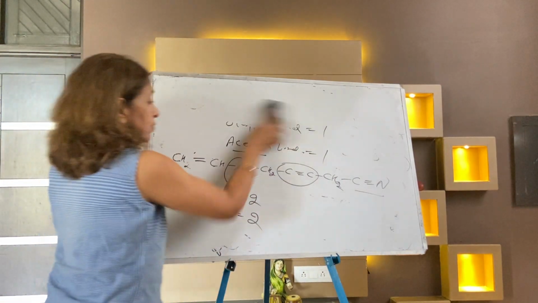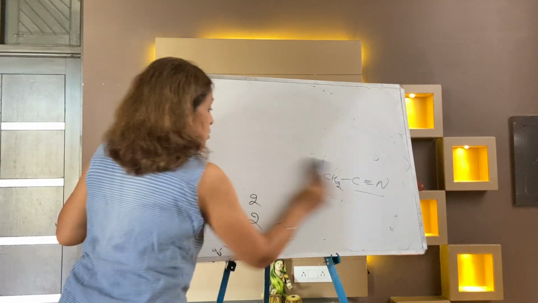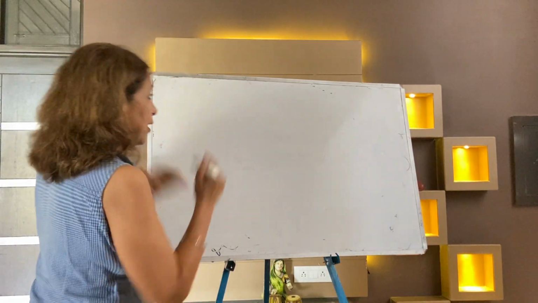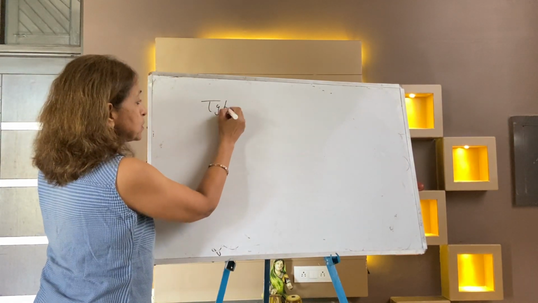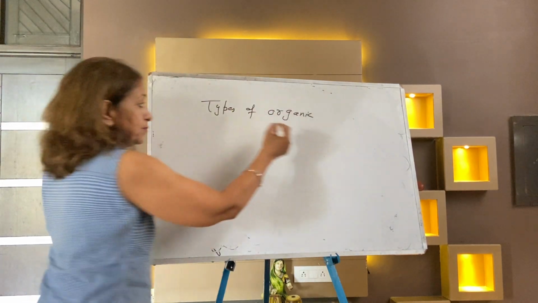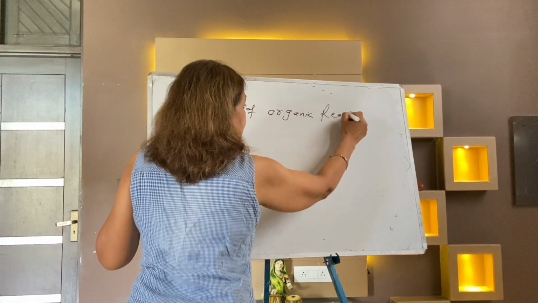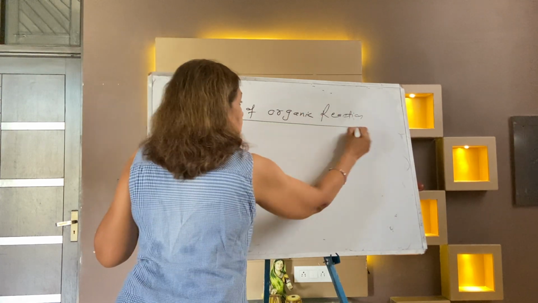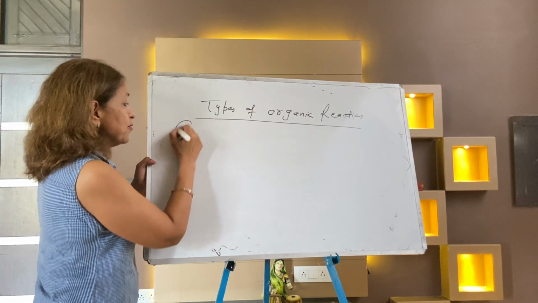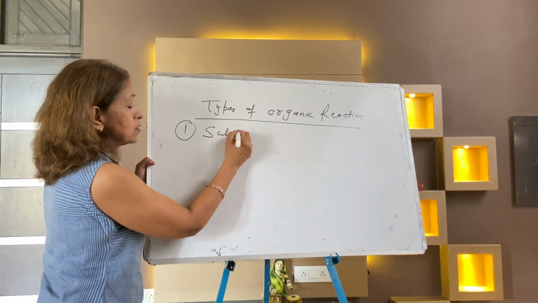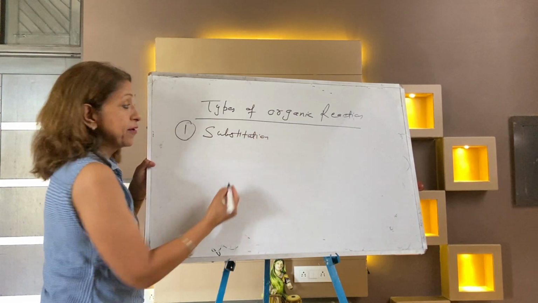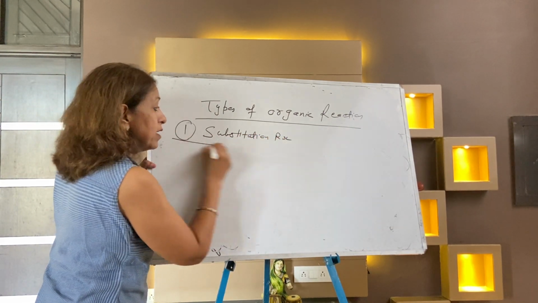Now let us start. The next topic will help in haloalkane and haloarene. Write down types of organic reactions. I'm going to complete one reaction today, and daily I will cover one, because it is a very lengthy topic. The first is substitution reactions, addition reactions, elimination reactions, rearrangement reactions. So daily I will take one.